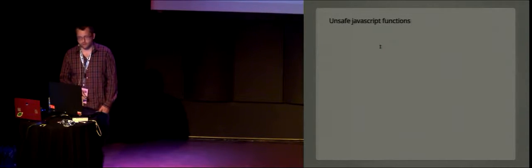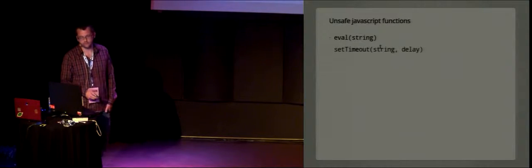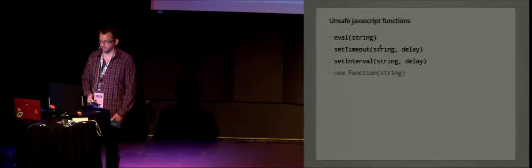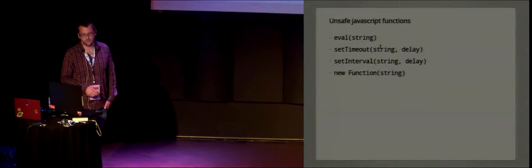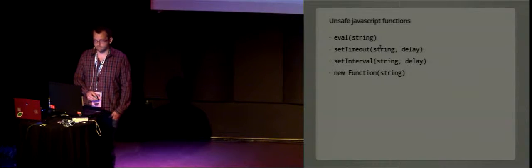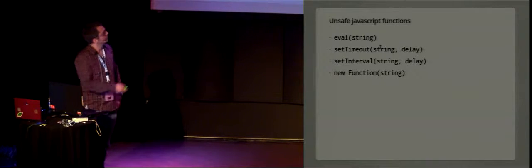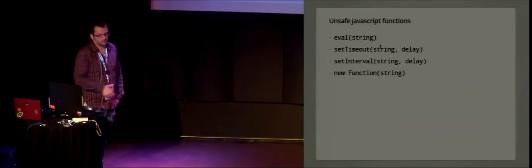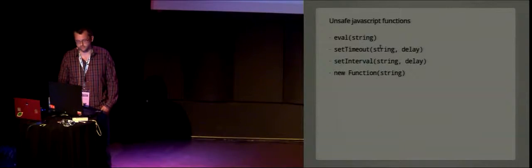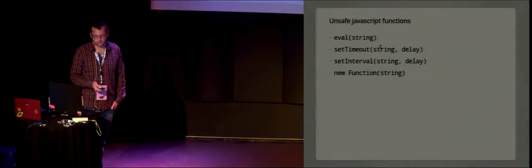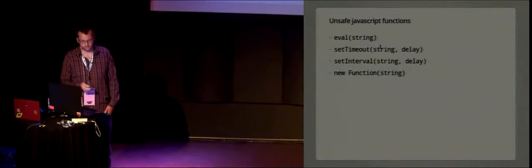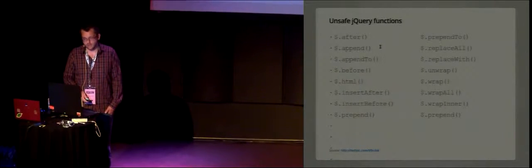And of course, there are some unsafe JavaScript functions that we need to be aware of. And the most prominent ones are these. The ones that build JavaScript code from strings. It's really hard to get it right if you start putting user data inside eval or setTimeout or setInterval or new Function. And there have been many, many attacks on this, which have led to cross-site scripting.